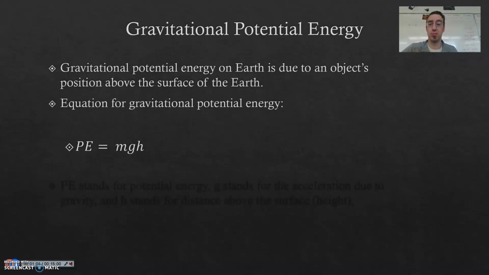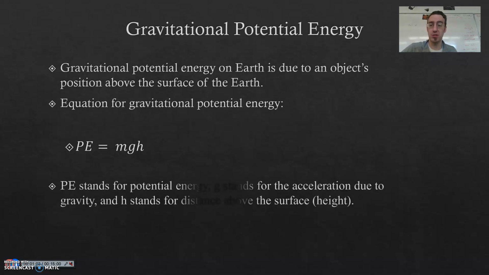The equation for gravitational potential energy is PE equals mgh. PE stands for potential energy, g stands for the acceleration due to gravity, h stands for the height or the distance above the surface, and m is mass.